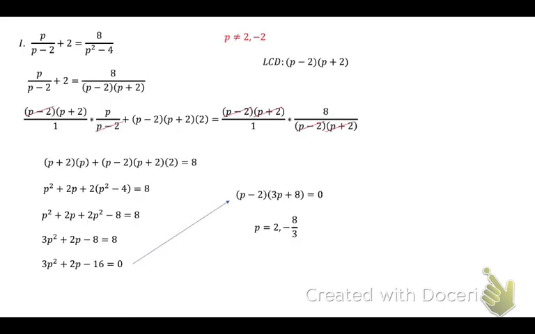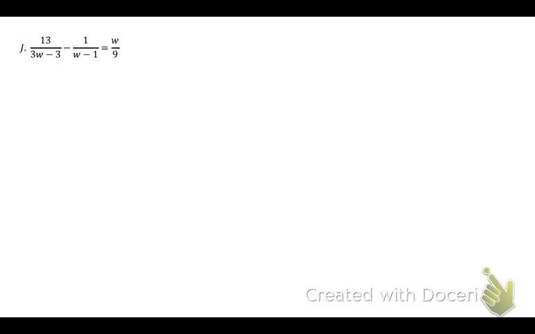Okay? Let's do this one. So first, we're going to factor the bottom, and we're going to distribute that negative to the top. So you get 13 over 3 times (w minus 1) plus negative 1 over (w minus 1) equals w over 9. So w cannot equal 1.